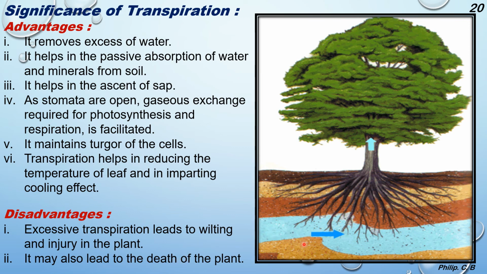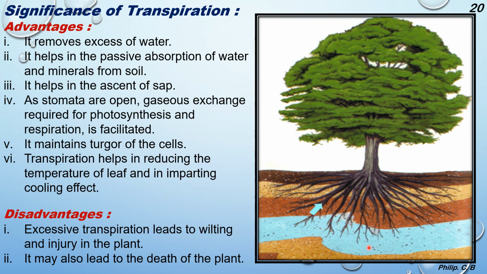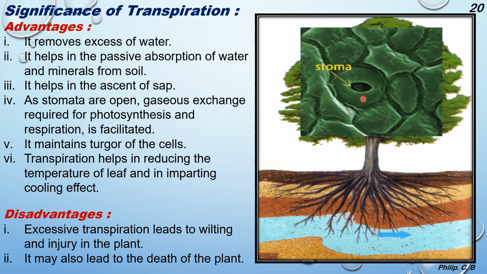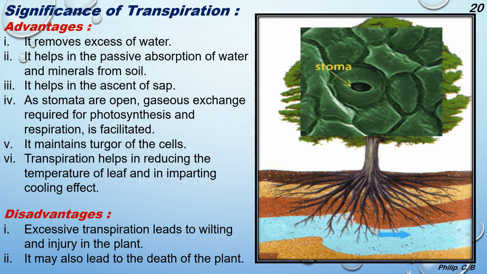So here I added a simple animation showing a tree where water is taken up from the root, passes through the stem, and from the stem reaches the upper part, that is the leaf, where you can see the stoma. Through the stoma the water is evaporated or transpired into the atmosphere. Again during rainfall the water comes back into the soil and is again taken up. So it is a cyclic process.